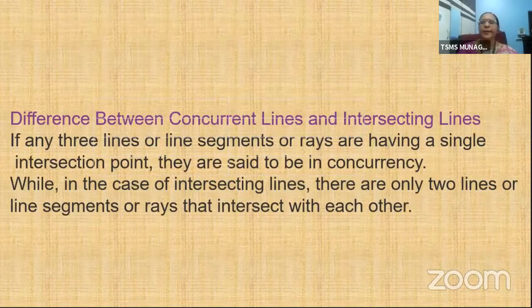Okay. So here, now what is the difference between concurrent lines and intersecting lines? Firstly, we have seen intersecting lines and their point of intersection. Now we are talking about concurrent lines which meet at a point, or they intersect at a common point. Now here, what is the difference? If any three lines or line segments or rays have a single intersection point, they are said to be in concurrency. While in the case of intersecting lines, there are only two line segments or rays that intersect with each other. I hope you understand the definition.